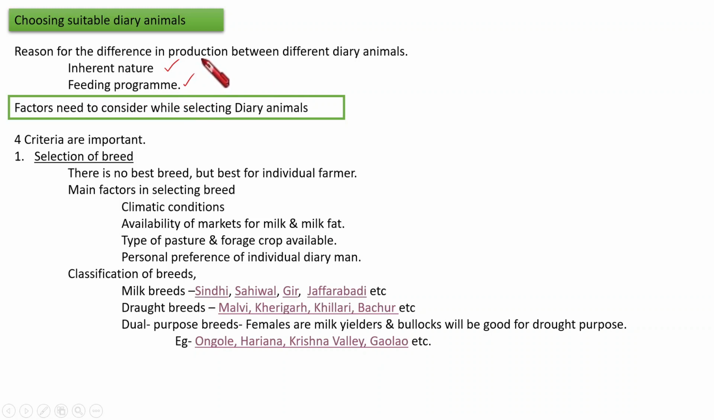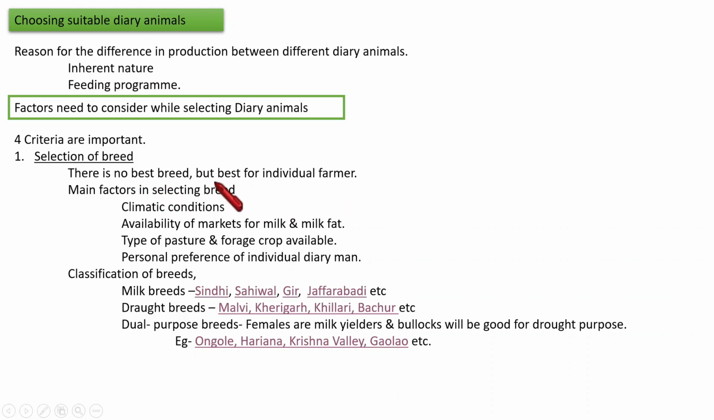Next, there are certain factors that we need to consider while selecting dairy animals. Which are those criteria? Four criteria exist. First one is the selection of breed. While selecting, we need to understand that there is no best breed, but a best breed for the individual farmer.